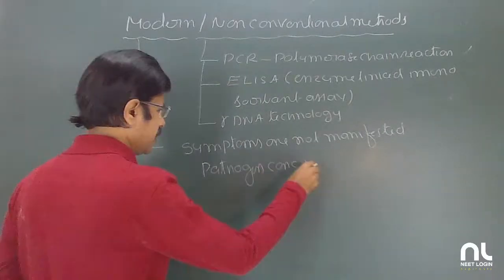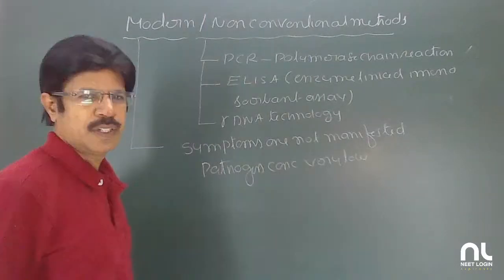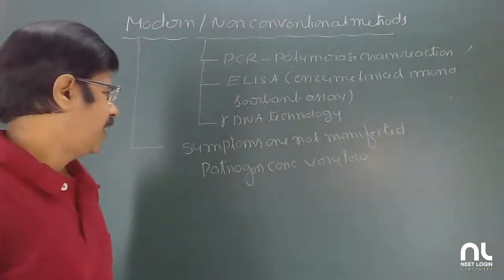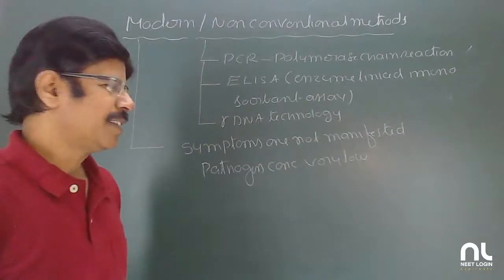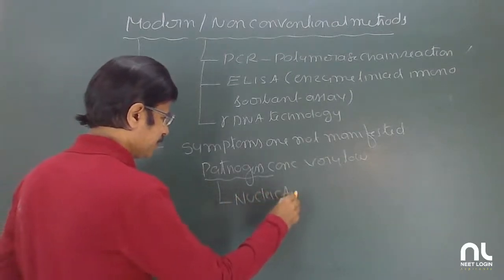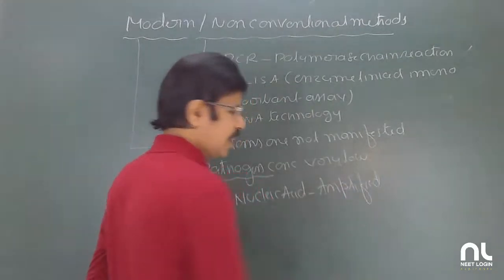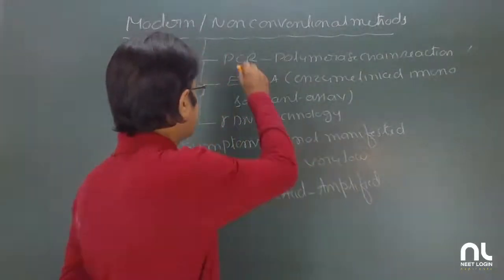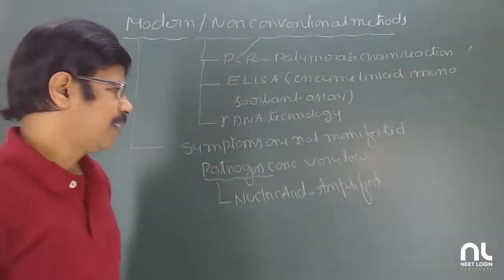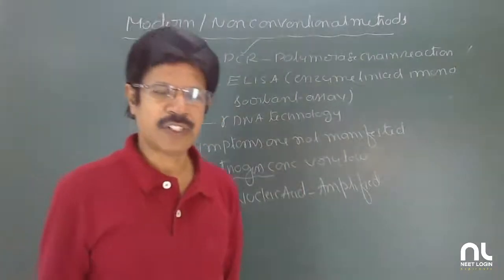The pathogen concentration is very low. So testing is the method. Symptoms are not manifested at the time, and the pathogen concentration is very low. So the pathogen nucleic acid is amplified to several billion copies, which is possible by means of polymerase chain reaction. So how can you amplify this nucleic acid by means of polymerase chain reaction?